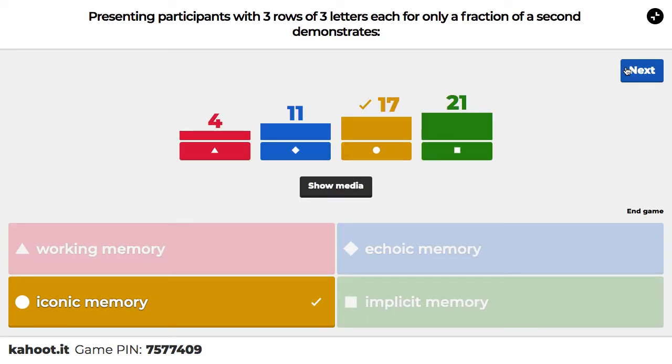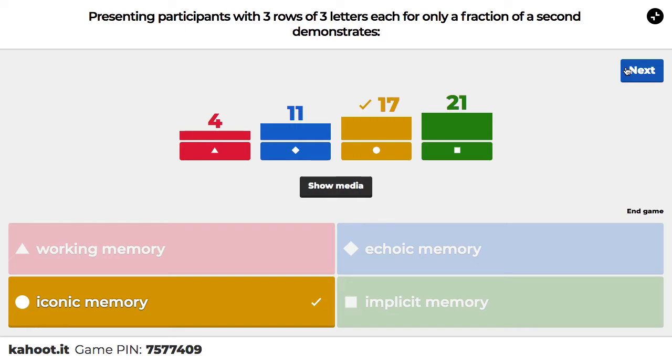Okay. First, echoic memory. Echoic memory is auditory. So think that you hear echoes. You hear an echo. This is iconic because you see icons and you're looking at these for only a fraction of a second to demonstrate that you had it. Now, implicit memory is a type of long-term memory. So this is sensory memory. Implicit is compared to explicit. So let's talk about what implicit is.